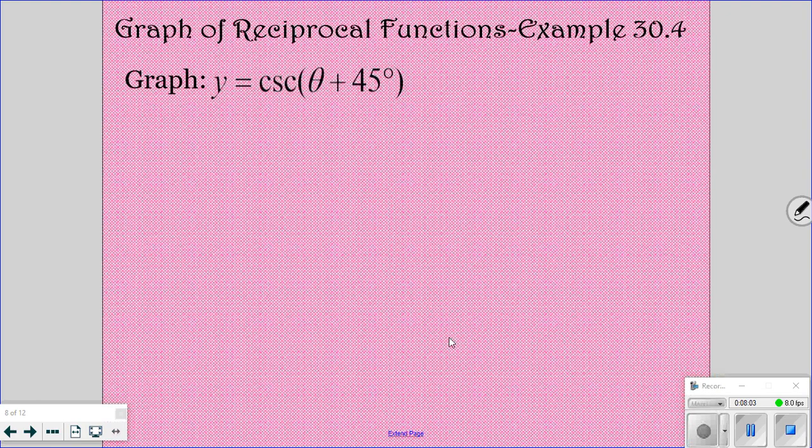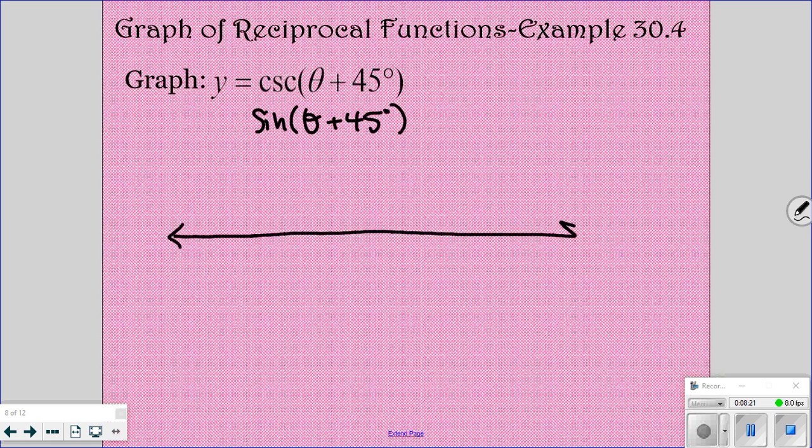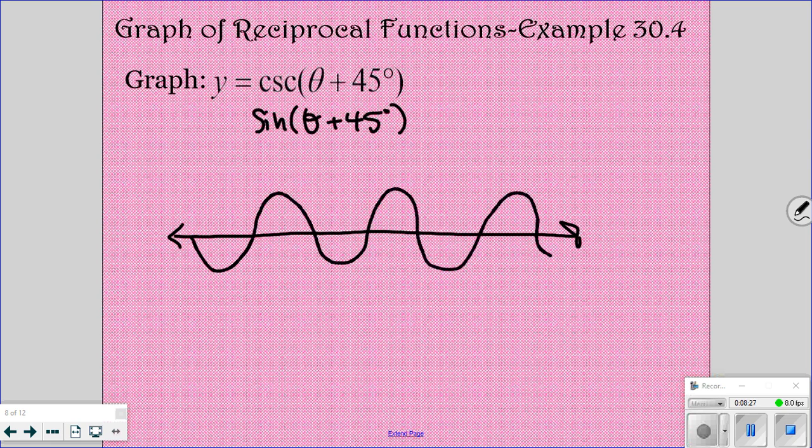So now we're going to look at another example. We want to graph cosecant of theta plus 45. So the first thing that you want to do on these is to graph the sine of theta plus 45. So we're going to graph our little sinusoid. And sine normally is going up through the origin. But instead of it going up through the origin, it's going to be going up at negative 45 degrees. Okay, and then there's no period change, so add 360, and that puts you at 315 right there.